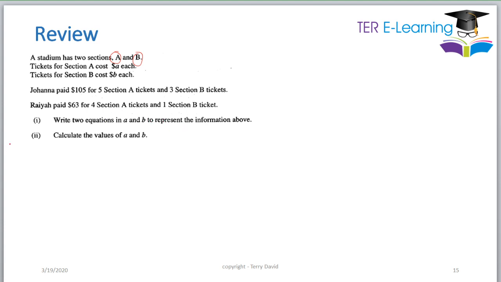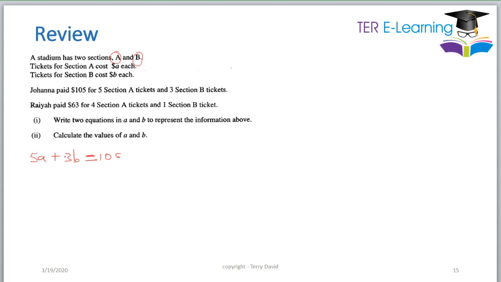Now, the first equation, we have Johanna, and she has 5 section A tickets. So therefore, that is 5 times A. So hers is 5A plus 3B. All I'm doing is translating the words into an equation. And when we add that up, we're going to get 105.